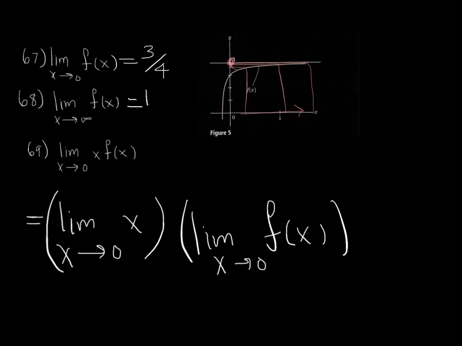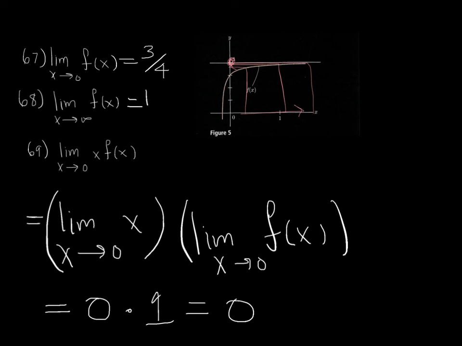And the limit as x goes to 0 of x, this is just a polynomial, so we can plug it in, and we end up with 0 times, and we've already figured out that the limit as x goes to 0 of f of x is 1. And you can see that right here. So we have our final answer, which is 0.